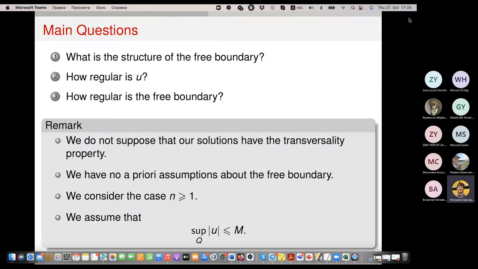So question two and question three are the standard ones for many free boundary problems. Unusual is question one. It was a big surprise for us that the structure of the free boundary in this problem was not usual for us.